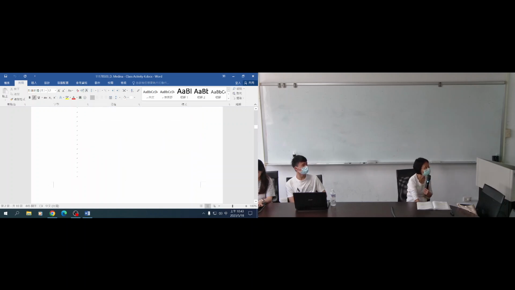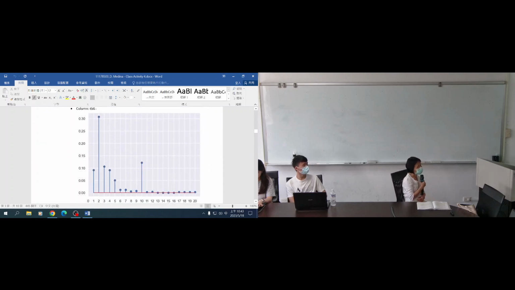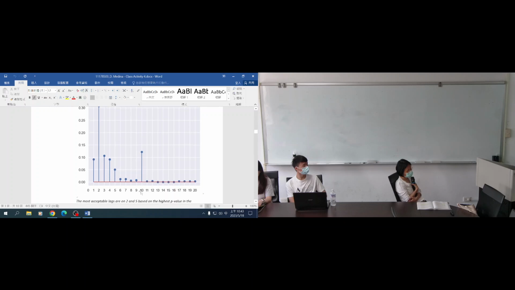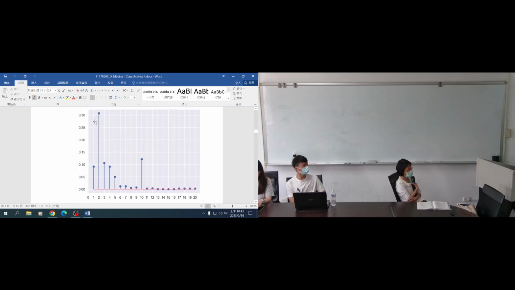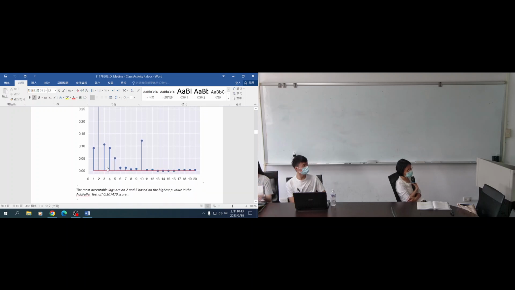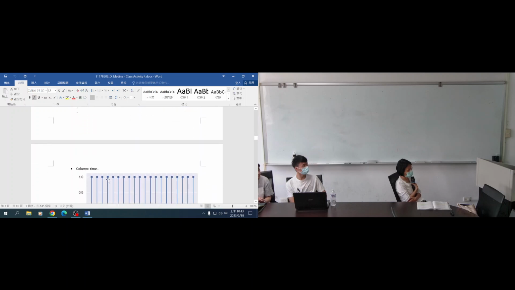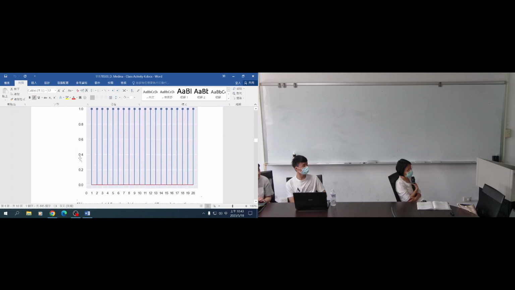I did that also in TB6. In TB6, the appropriate max lag would be 2, followed by 10, but there is a very great difference between the two. So I prefer using 2 max lags with the score of 0.31.